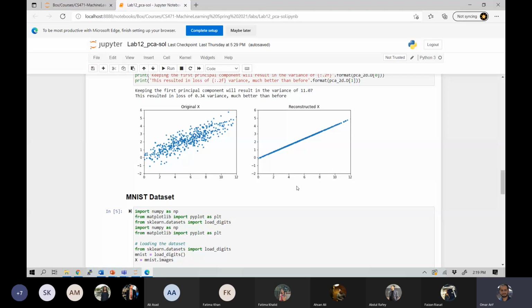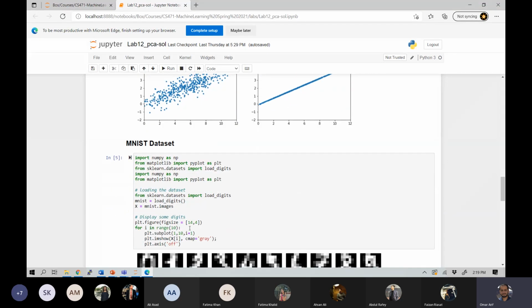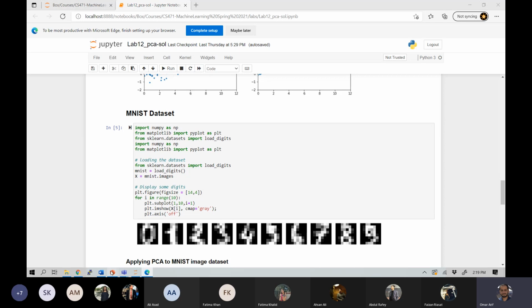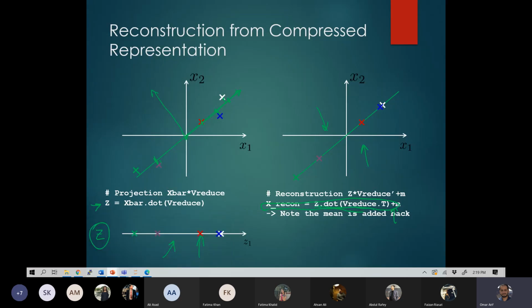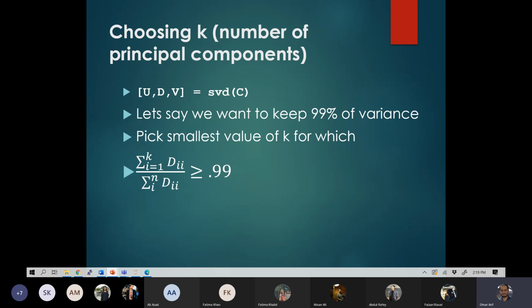The second part of the lab was applying it to the MNIST dataset. In the MNIST dataset, you have images instead of points. So first you need to vectorize the image. An image in the case of MNIST is an 8x8 matrix or 8x8 image.